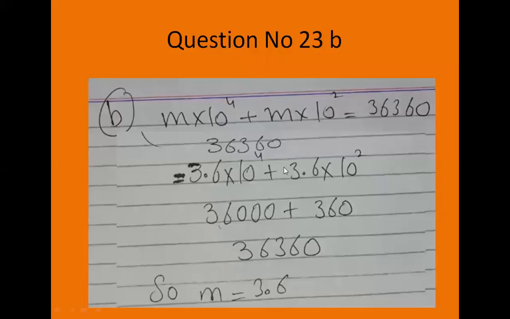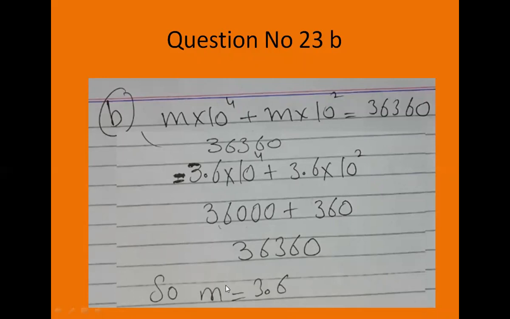The way I worked on it is a bit difficult. You see, this is m times 10 to the power 4 plus m times 10 to the power 2, which is 36360. I guess that m is 3.6. If you multiply 3.6 with 10 to the power 4, you get 36000. And 3.6 into 10 to the power 2 gives you 360. So when you add these two numbers, you get 36360.